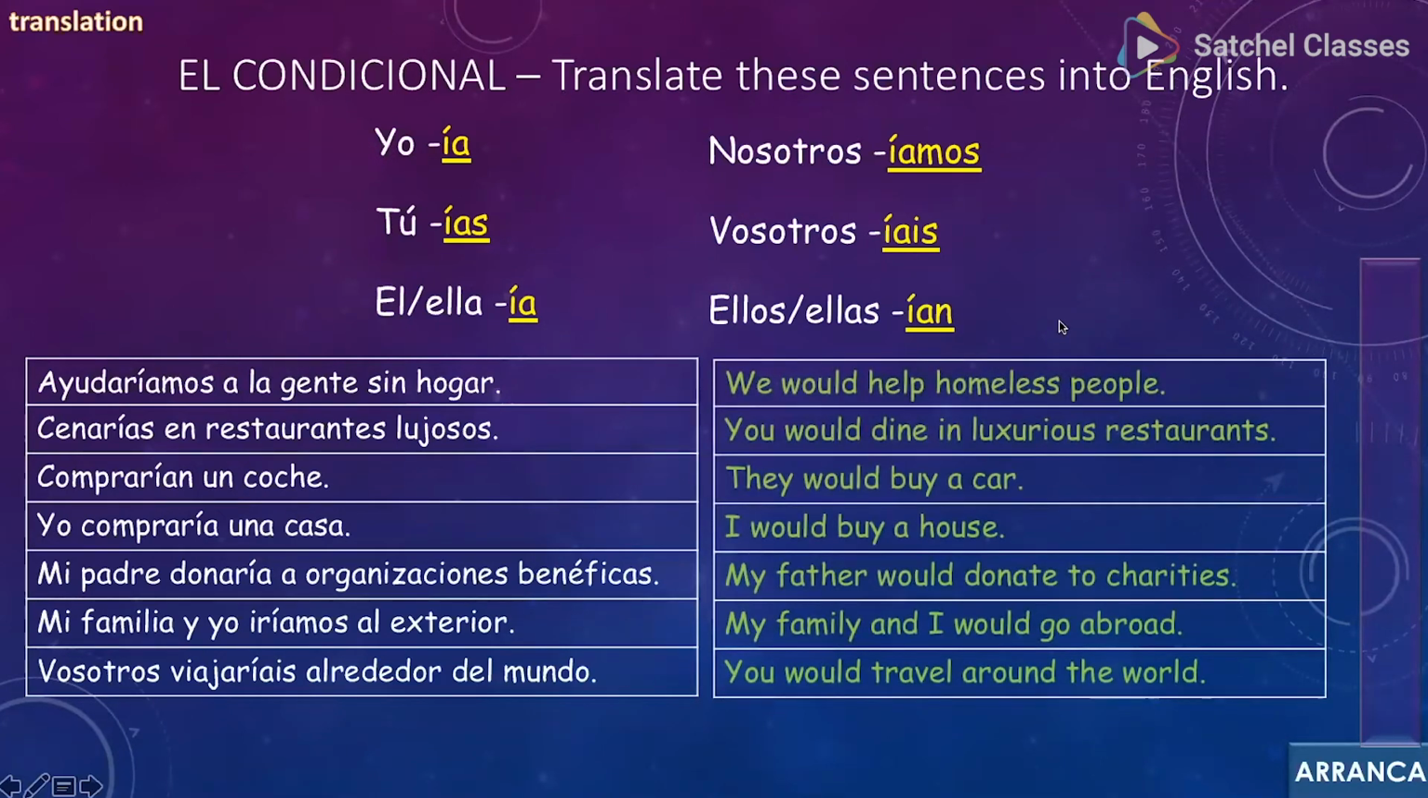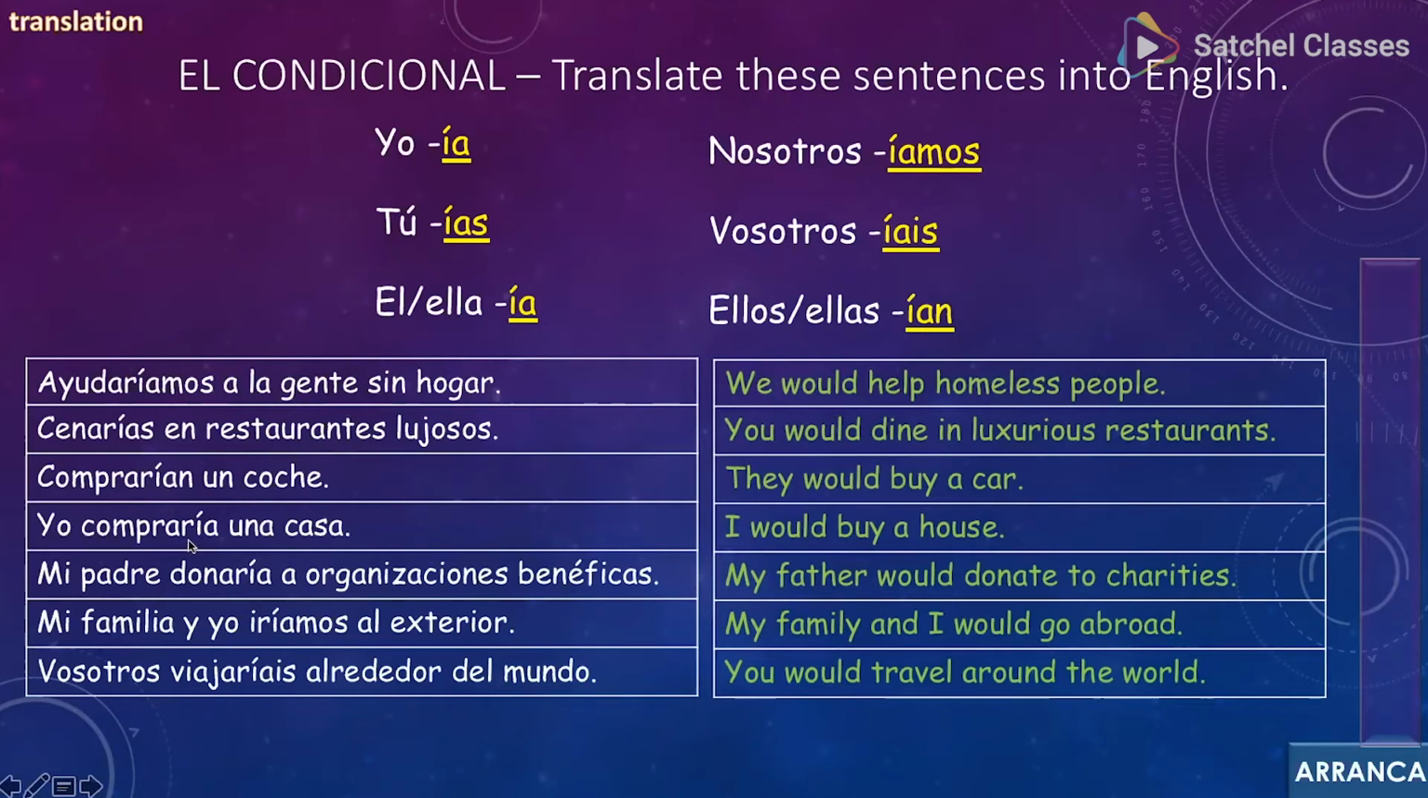The first one is we would help. And we know that because we are using the ending íamos, which is here. The next one is you would dine. And we know that because the ending is ias, which is related to you. They would buy a car. We know that because the ending is ian, which is here. I would buy a house.